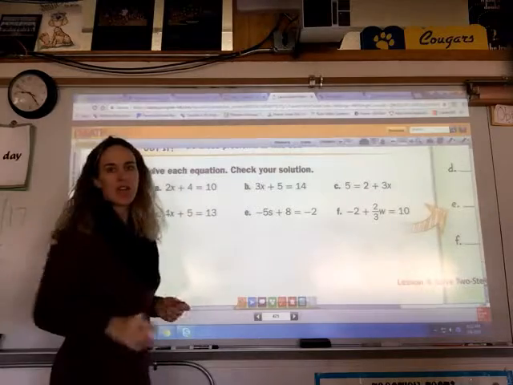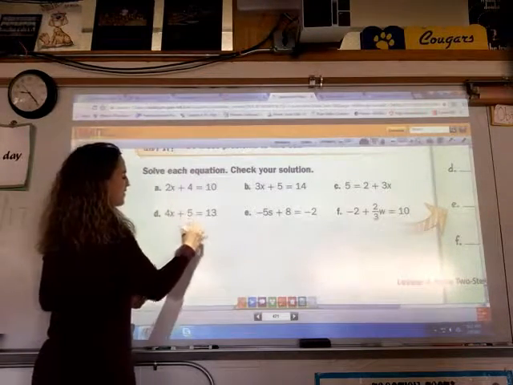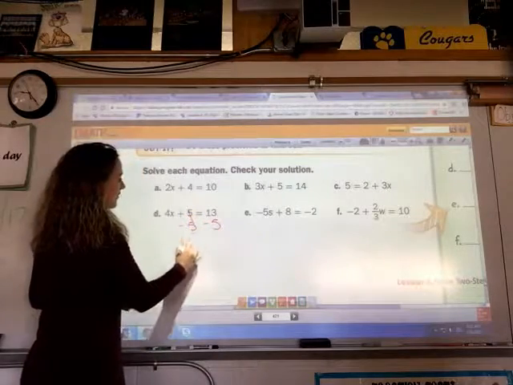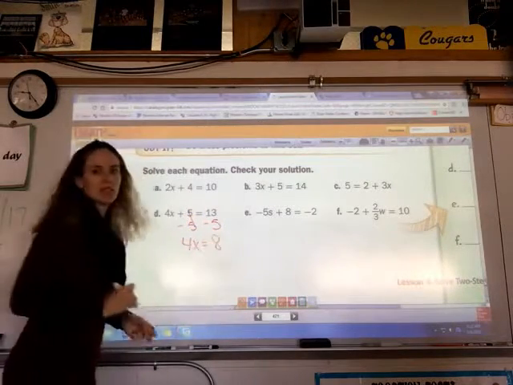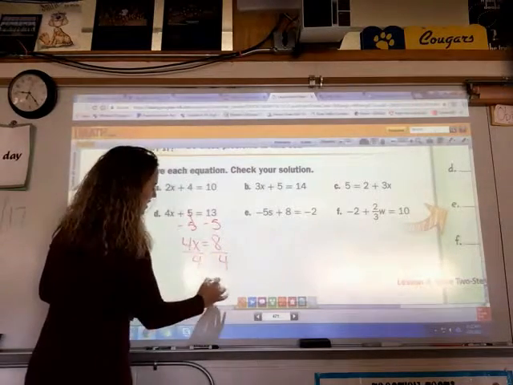As we are taking a look at letter D, and hopefully you have this completed, you should have subtracted 5 on both sides. So I've got 4x equals 8. And then I'm going to go ahead and divide both sides by 4. So x should equal 2.